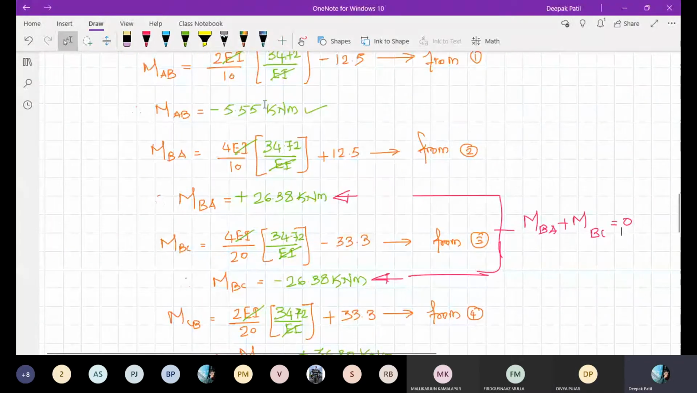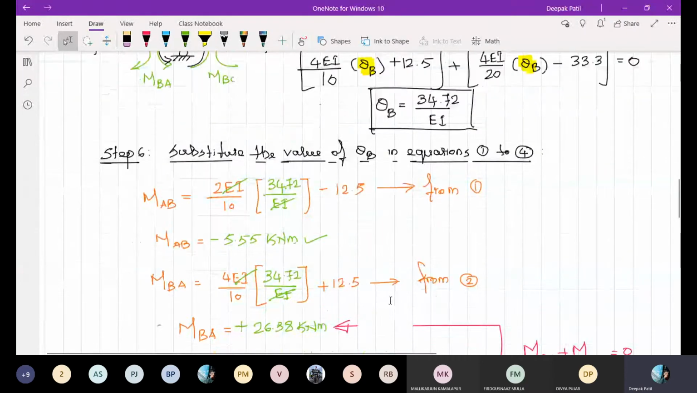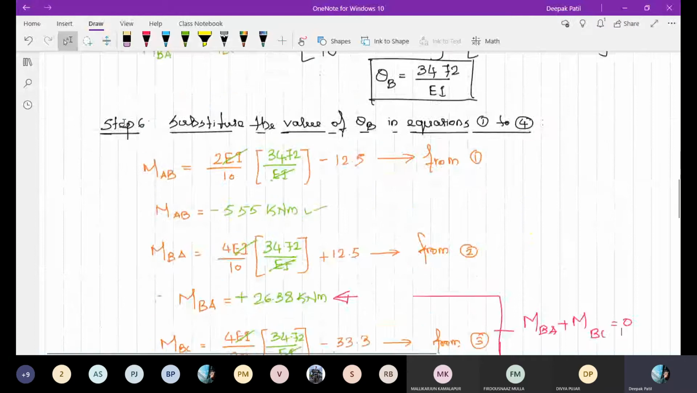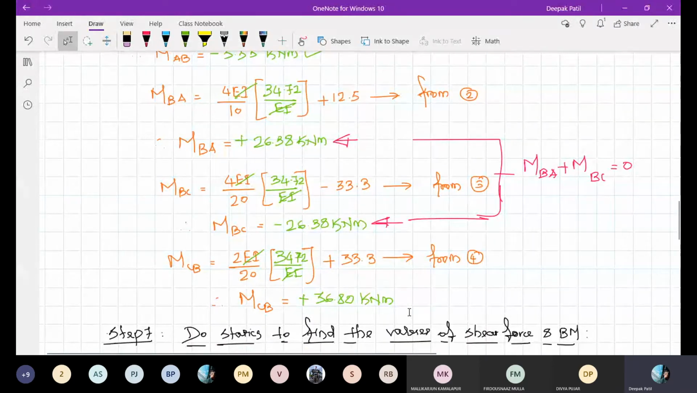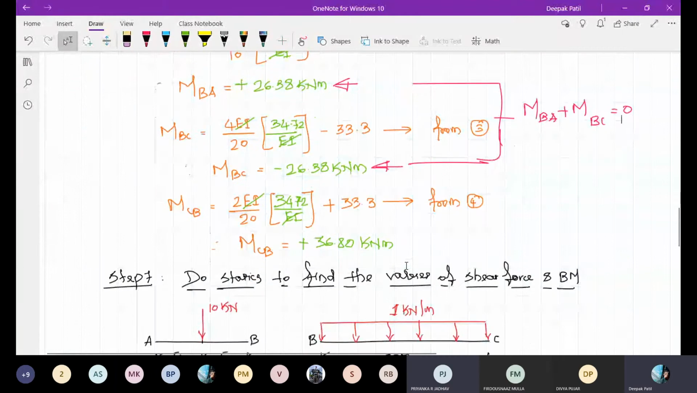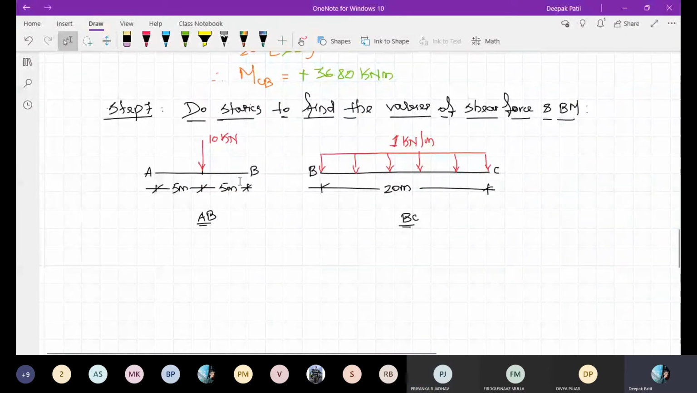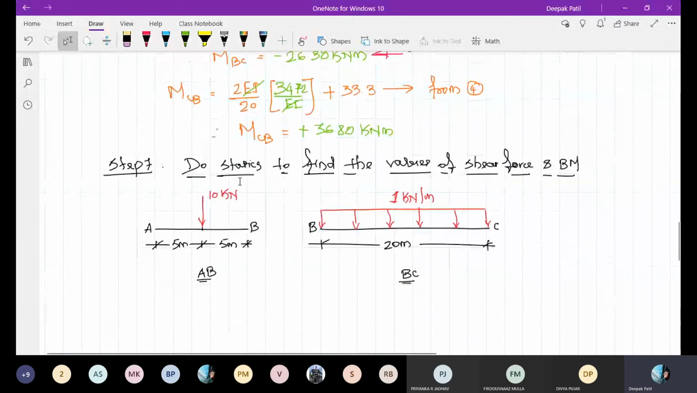Now, once you have found all these moments, I can say 90% of the problem is actually solved. But what they have asked at the end is to draw the shear force diagram and the bending moment diagram. That is a very important part. Students, are you clear up to this point, finding the moments? Okay, now let me proceed further and try to draw the shear force diagram and the bending moment diagram.